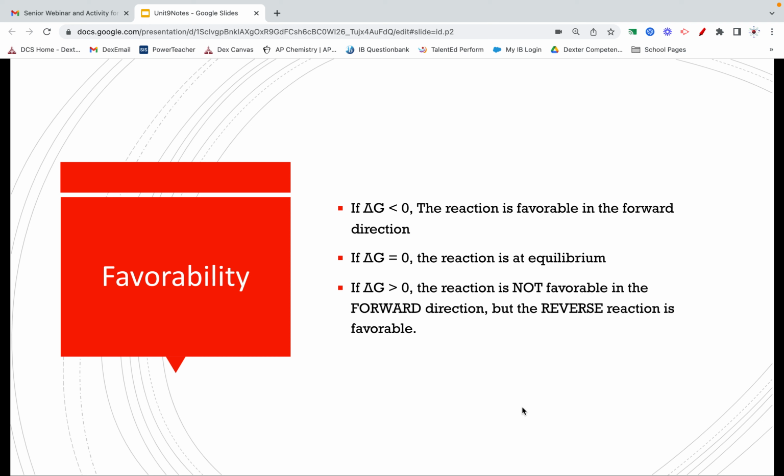Okay, so when we look at Gibbs, we want to look at the value of Gibbs to determine favorability. If it is less than 0, the forward reaction is favorable. If it's 0, our reaction is at equilibrium, neither side is being favored. And if it's greater than 0, the reaction is not favorable in the forward direction, but the reverse reaction would be favorable. So hopefully that makes sense. Less than 0, favorable; greater than 0, not favorable, reverse will be.